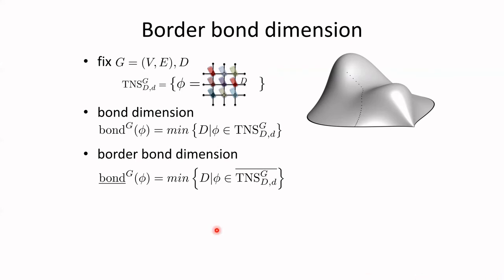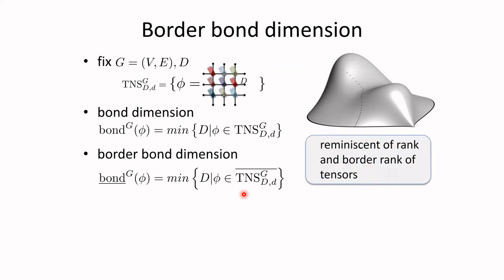So the definition is very similar to that of the bond dimension, but here we do look for phi in the closure of this set TNS_G,D. This idea of a border bond dimension is very reminiscent of the idea of rank and border rank in the theory of tensors or algebraic complexity theory, where instead of applying local maps to an underlying network of maximally entangled states, we would apply those maps to an underlying GHZ state. And this problem has been well studied in algebraic complexity theory. And here we look at this in the context of tensor network states.